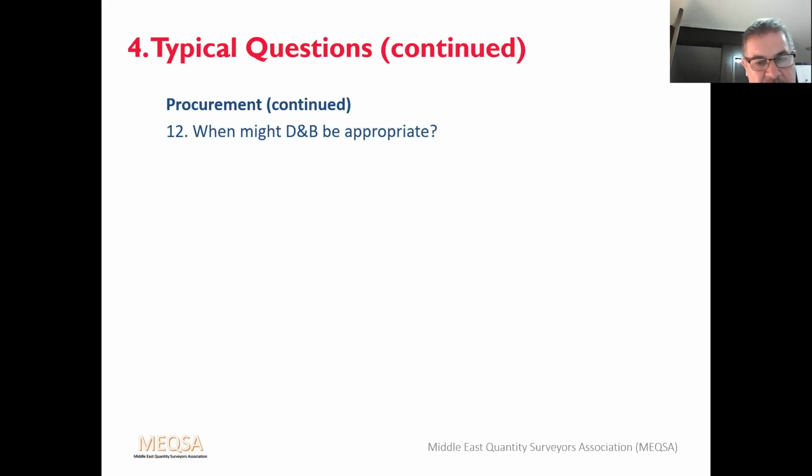Well, every client I've ever met always wants control over design development. What forms of contract might be used? Again, it depends what part of the world, but it's a FIDIC version.